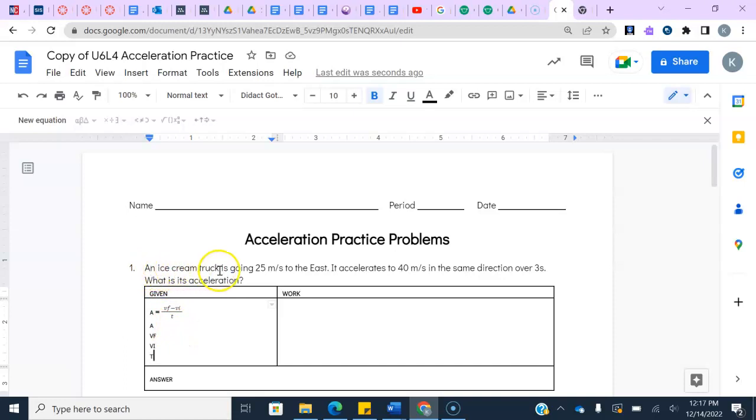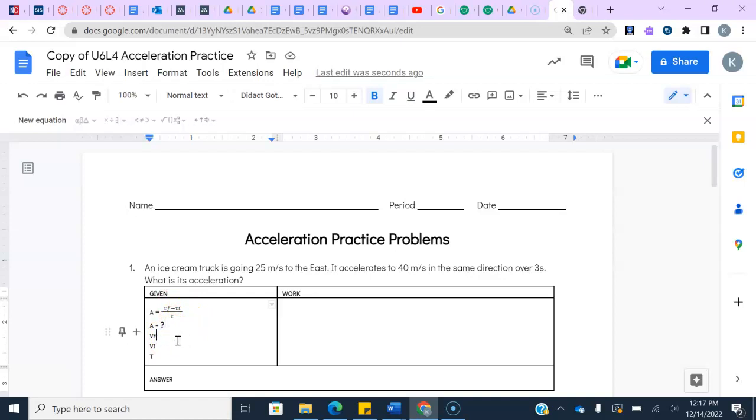It says an ice cream truck is going 25 meters per second to the east. It accelerates to 40 meters per second in the same direction over 3 seconds. What is its acceleration? Okay, so acceleration is what we're looking for here. So I'm going to go ahead and put a question mark next to my acceleration because I know that's what I'm looking for. So I have to plug in the variables for VF, VI, and T in order to solve.